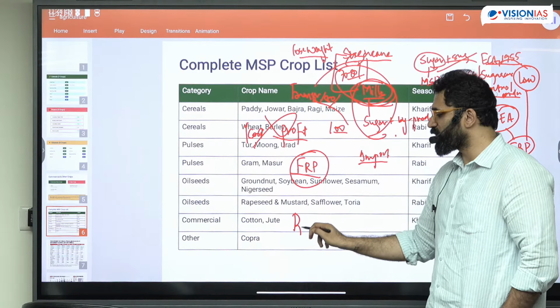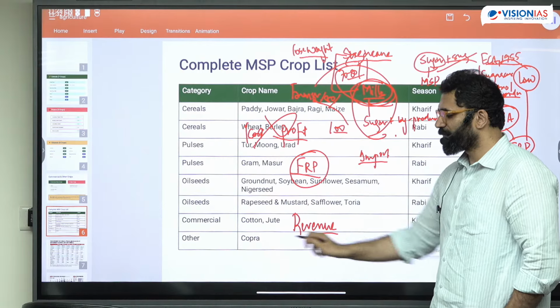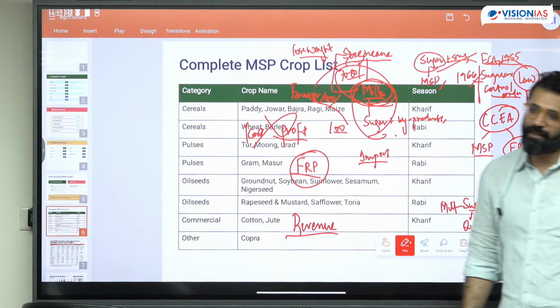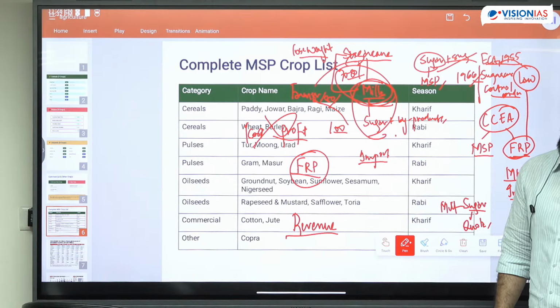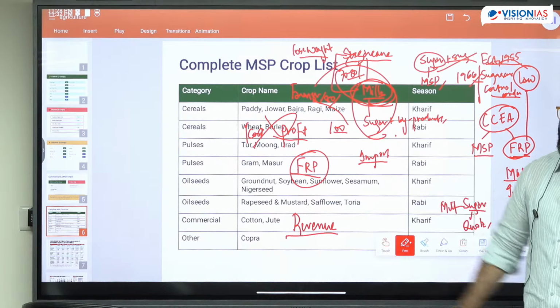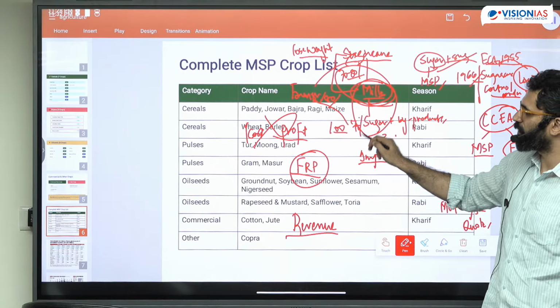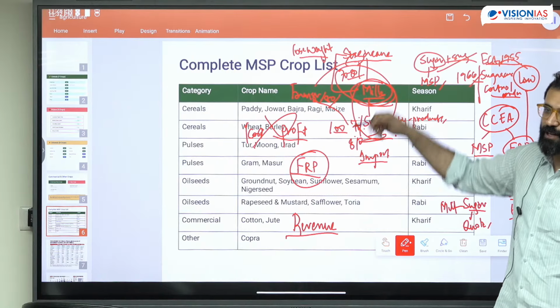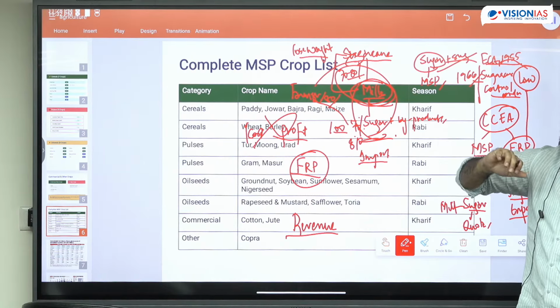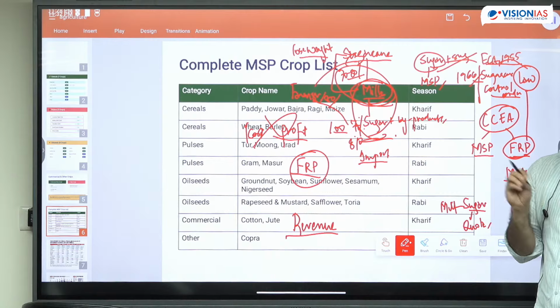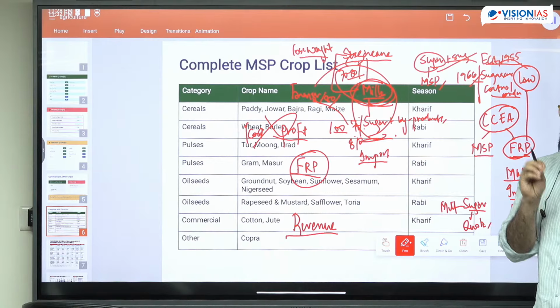You should instead share the revenue. Thailand, Brazil, Australia, all of them, big agriculture producers, share revenue with the farmer. Whatever I will get, 70% from sugar, 80% from its byproduct, share with the farmer. This is more sustainable. This is called the revenue sharing formula. Niti Aayog recommended this, the Rangarajan committee recommended this.